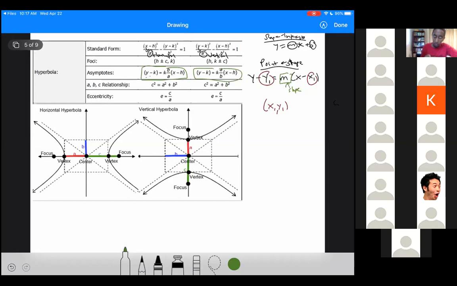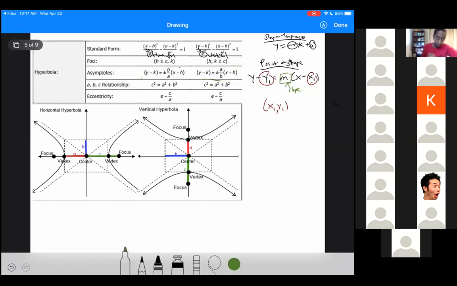Y minus, in this case, your y1, you're using the center because you know that point. Plus or minus, we'll talk about as plus or minus. This is the slope. And then x minus x1, which we're using as the x of the center, okay? These are the equations of the asymptotes.